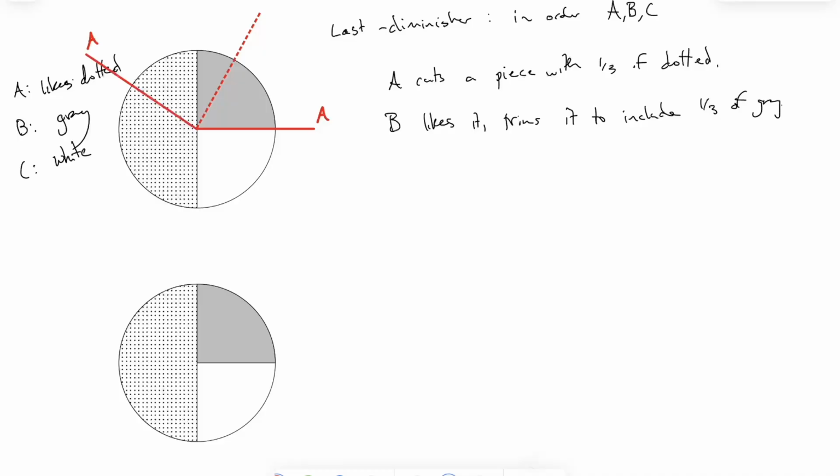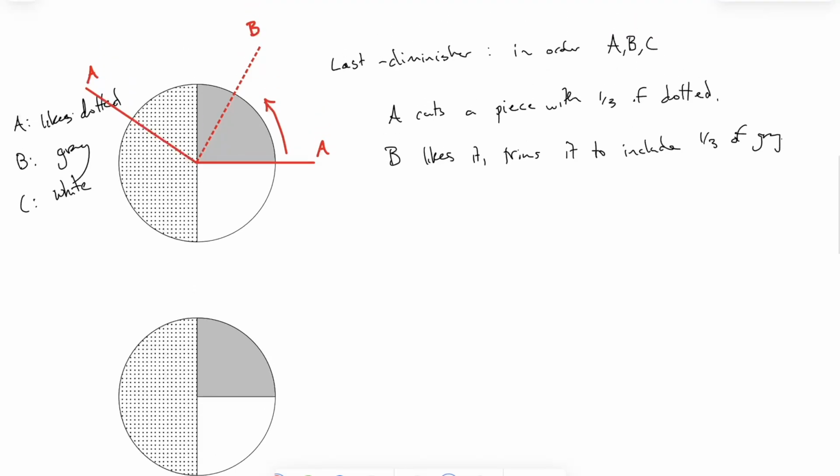So B sort of trimmed it like that. And now this is B's version of the cut. All right. So now the piece is this much. That's the piece after B had his way with it. Trimmed it down. All right. Now it goes to C. C has the opportunity, if he likes it, to trim it down some more or pass.